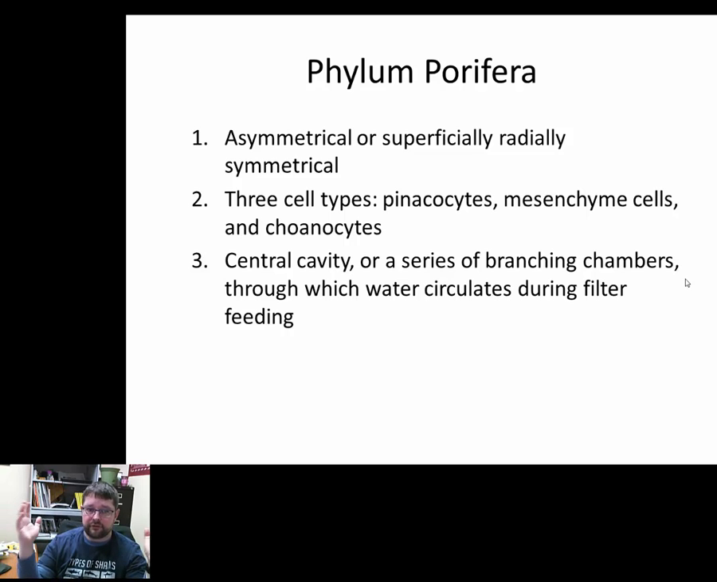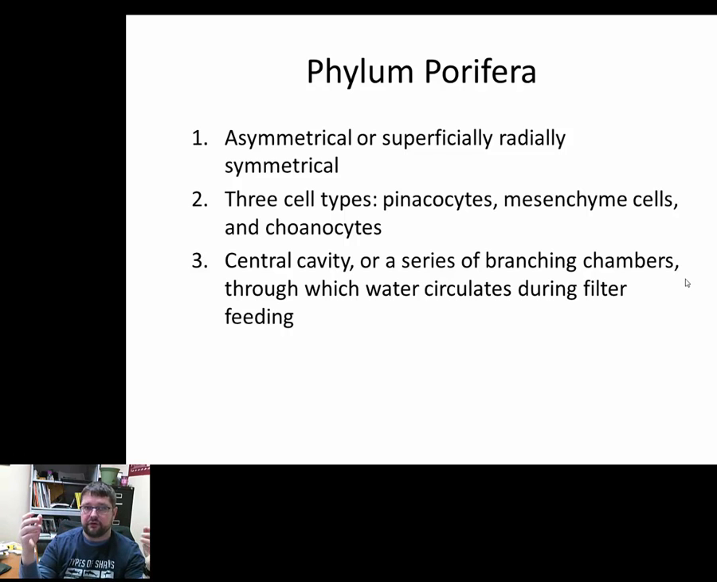The majority of Porifera are set up with a central cavity from which they filter feed with their specialized cells, particularly choanocytes. Okay? Off that central cavity, they may have a whole series of branching chambers and things like that. And we'll talk about the different types of internal structure in Porifera.